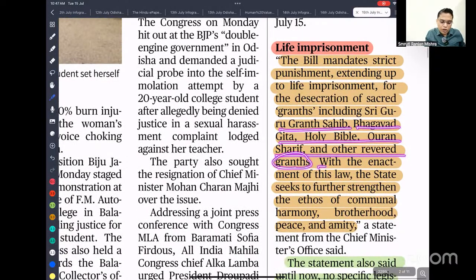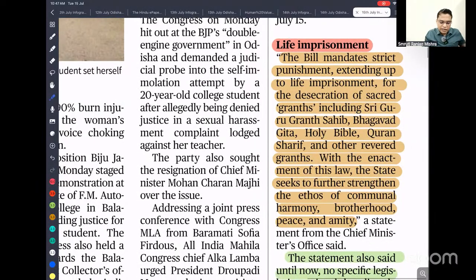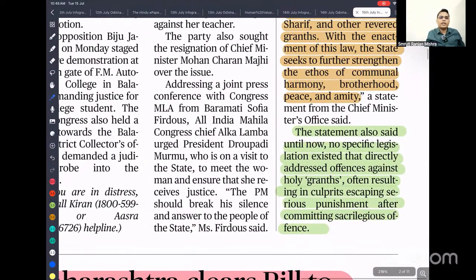With the enactment of the law, the state seeks to further strengthen the ethos of communal harmony, brotherhood, peace, and amity. That means we have enacted it to promote brotherhood and unity, and to prevent anyone from misusing these provisions to create tension in society.